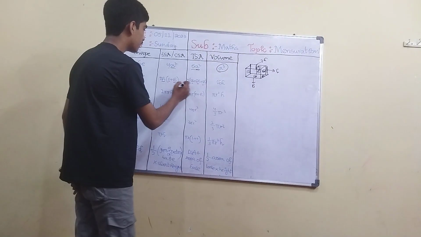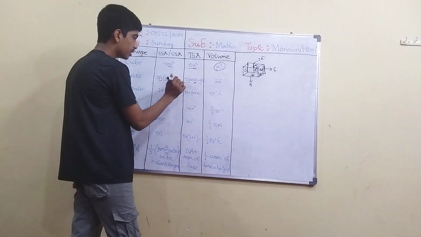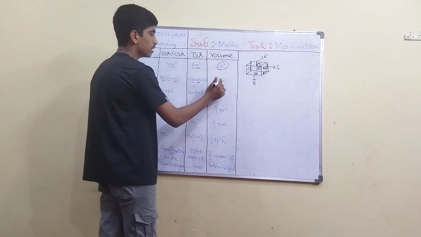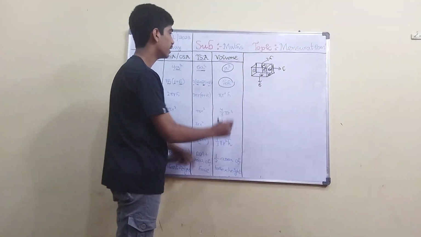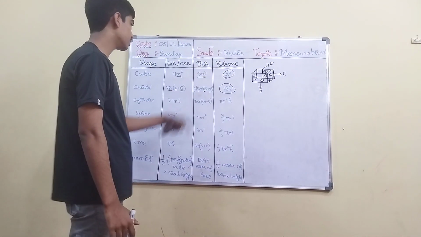What is volume? We have to take the units. There are 3 units: l, b and h. So we have to take l, b and h because there is only 1 of each in the cuboid. And in cube there was 3, so we have taken a cube.